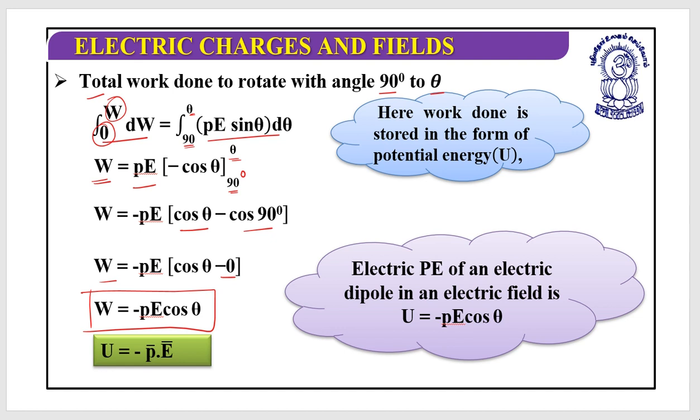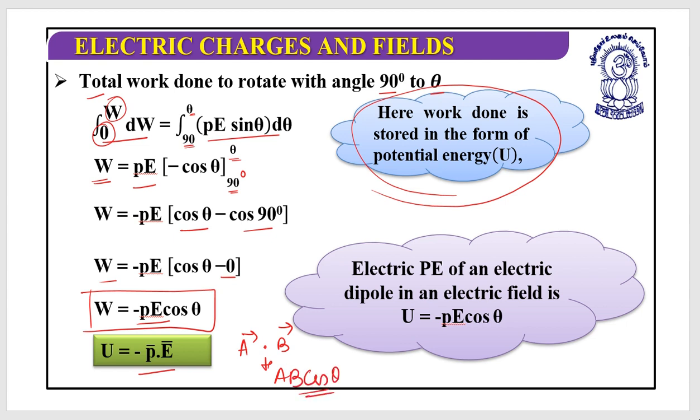As you might know, this work done will be stored in the dipole in the form of potential energy. So this is potential energy stored in a dipole. I can write it like this: minus PE cos theta. This is minus P dot E. You might remember this: A dot B is AB cos theta. So this is minus PE cos theta, I can write as minus P dot E.